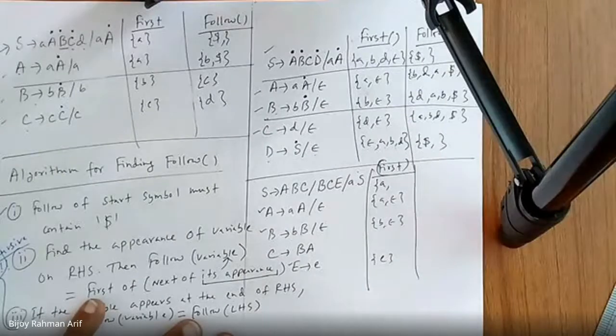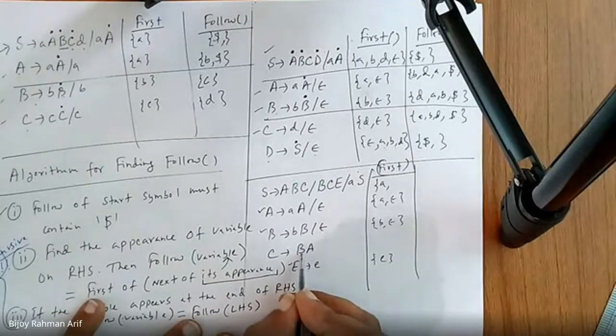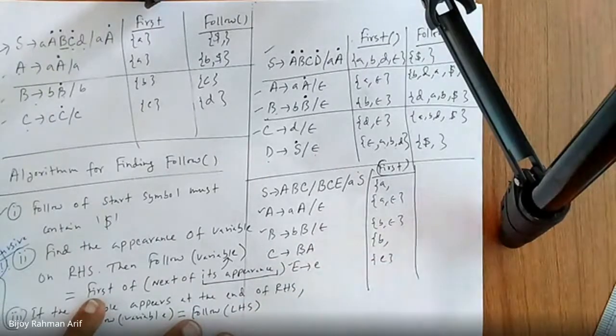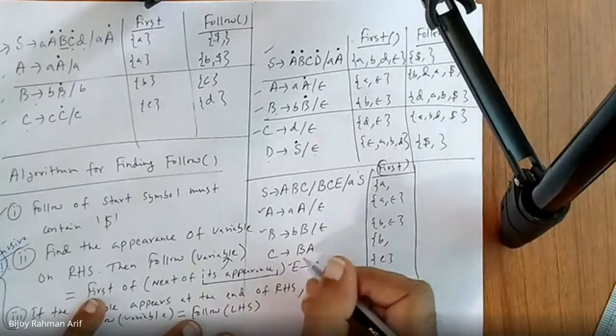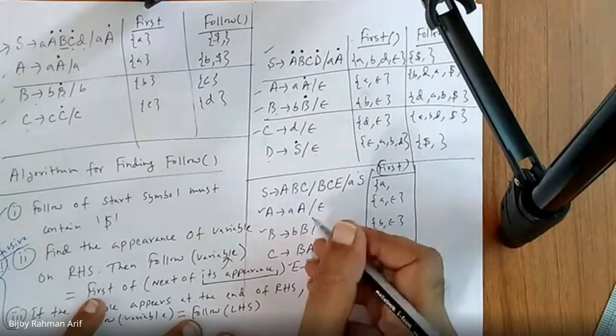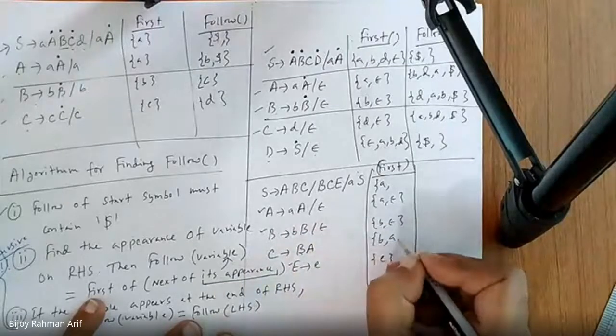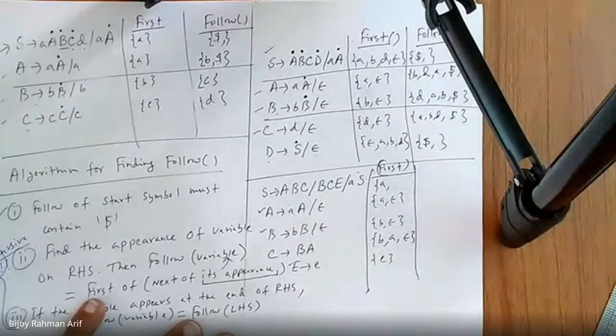So what would be this one? First of C is nothing but first of B. What is first of B? First of B is nothing but B. And if you put epsilon, then what happens? This one is crossed out, A is exposed. What is first of A? First of A is nothing but A. If you put epsilon, the whole thing becomes epsilon. So this one is epsilon. Now let's go over here.